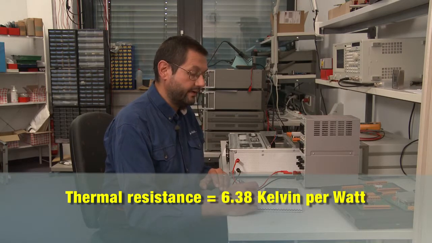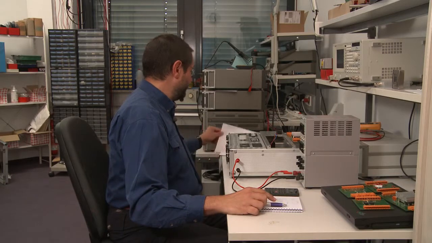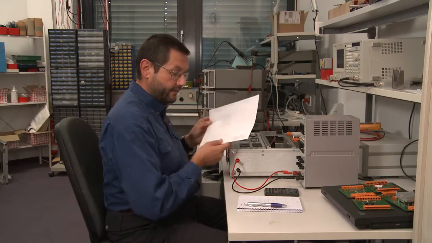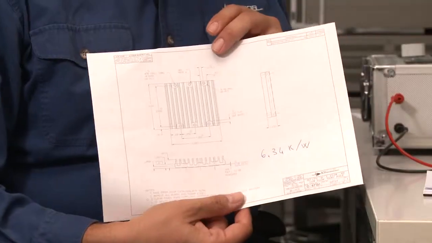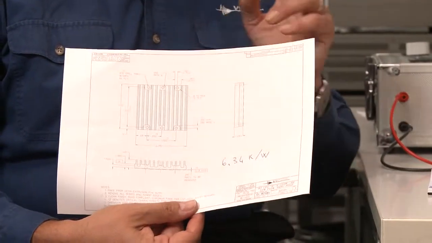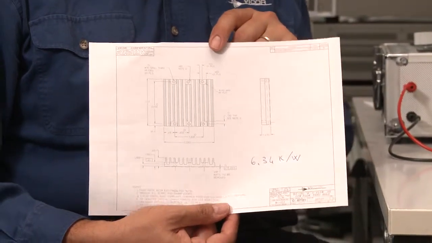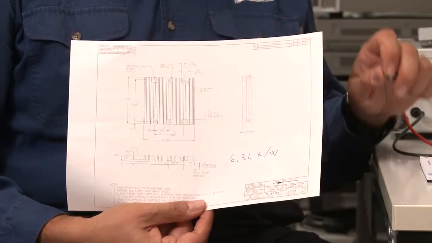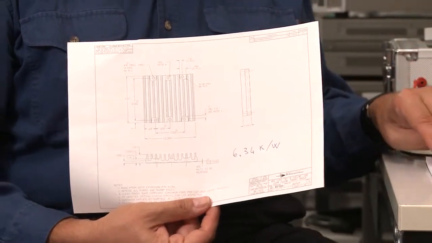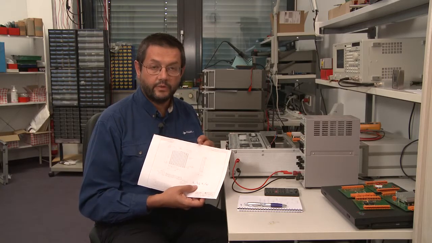6.38 Kelvin per watt. The heatsink that we have used is the one that is indicated in this drawing, and for these heatsinks the thermal impedance as specified is 6.34 Kelvin per watt. So again, we show a very good consistency between the specified data and what we can calculate with our experiment.